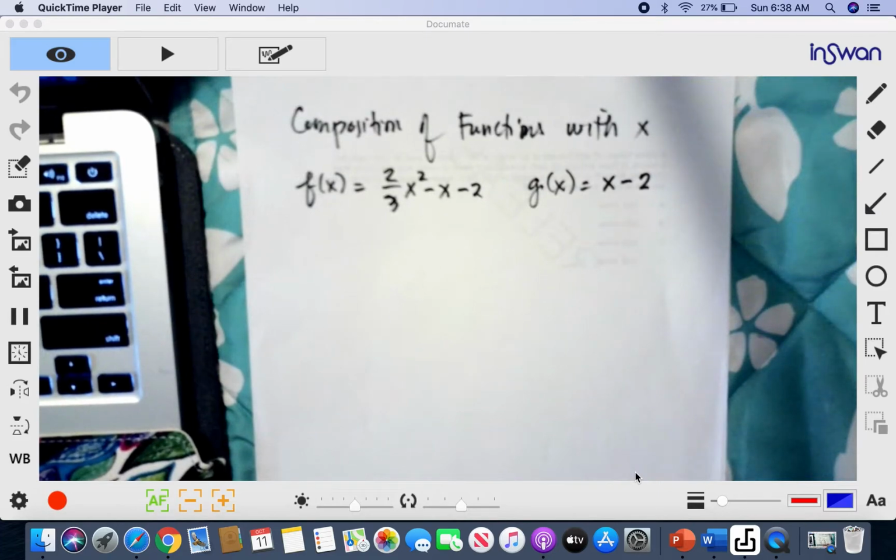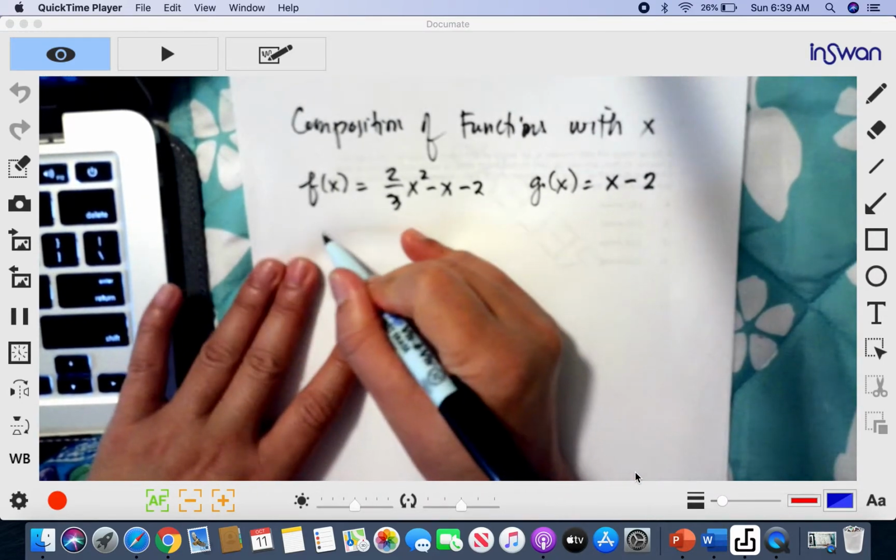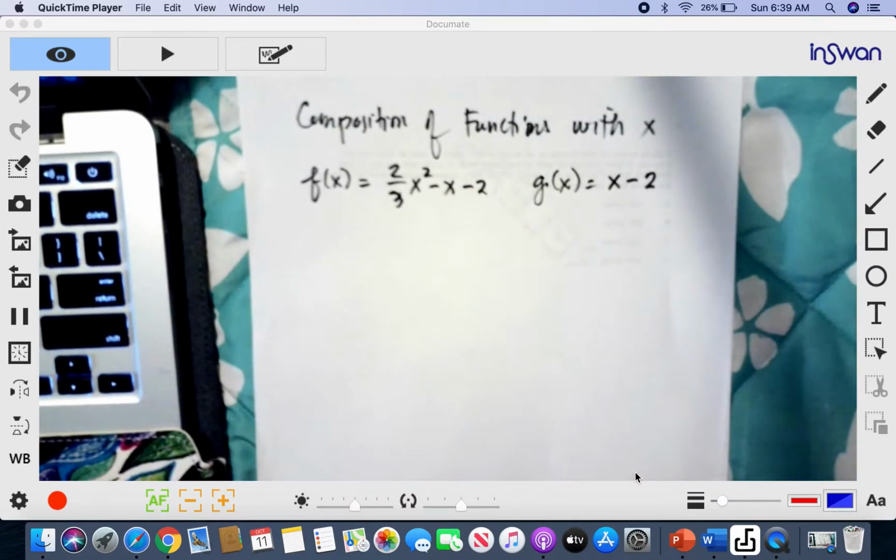I've been struggling with this, so I'm going to post another video about it. Let's say you have f of x equals 2/3 x squared minus x minus 2, and g of x is x minus 2. So how do we compose this function? You can write it in two ways. So let's do the composition both ways.